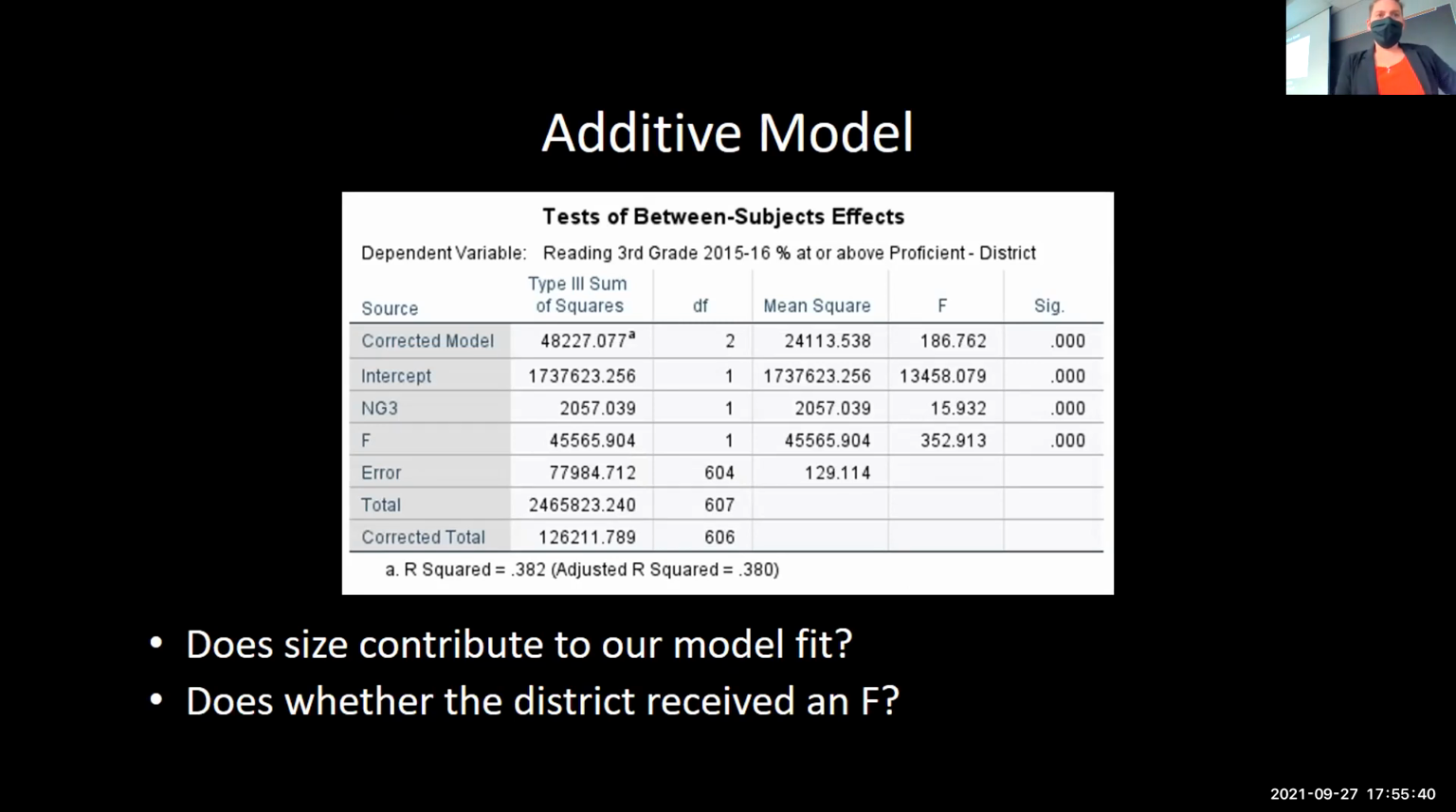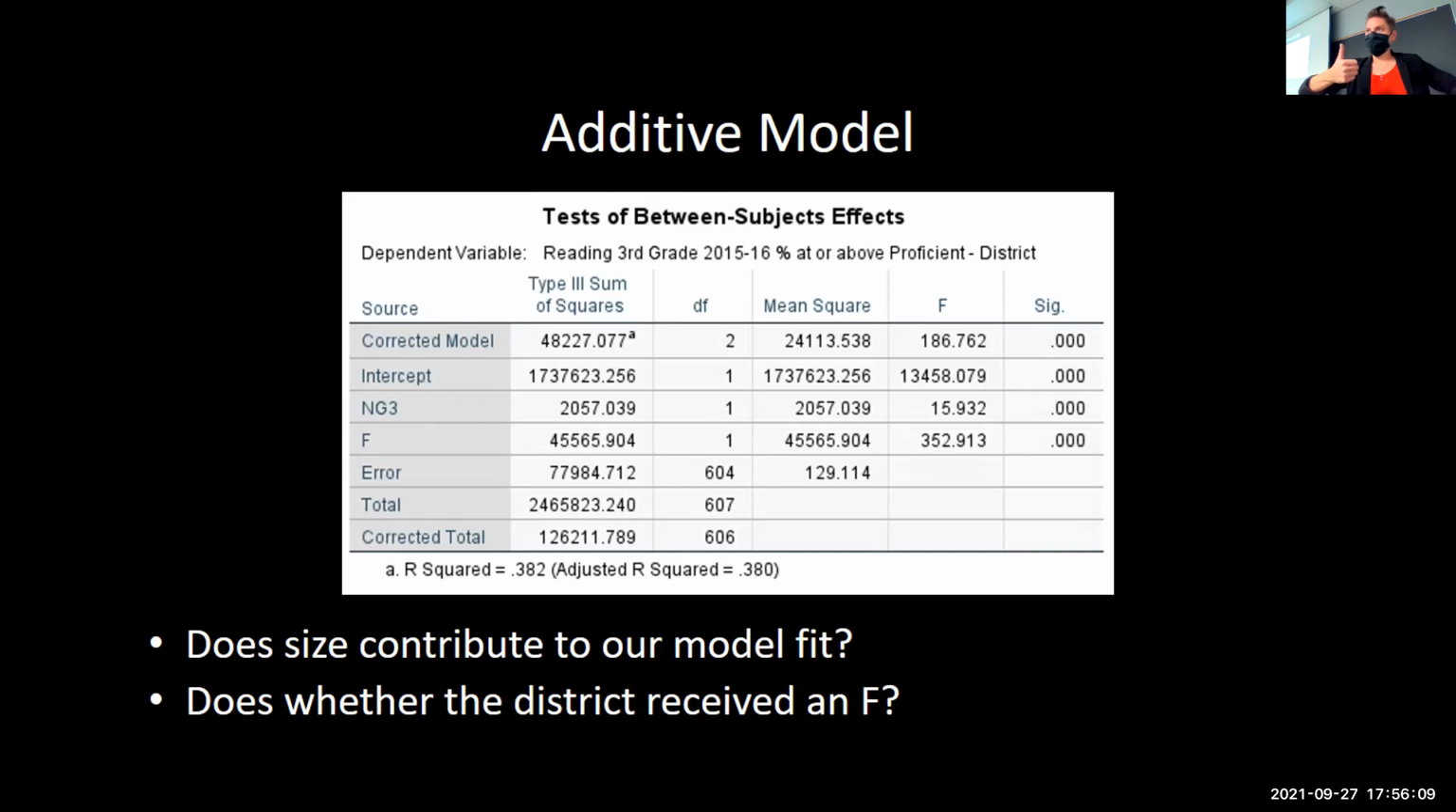So to give you variable names here, you'll see I have NG3, which is the number of kids in grade 3. F is whether they got an F on the report card. So what do you see here? Does size, the number of kids in grade 3, contribute to our model fit? Folks at home, give me a yes, it does, or no, it does not.